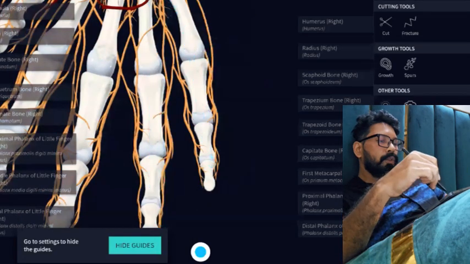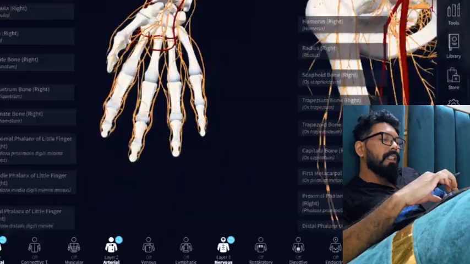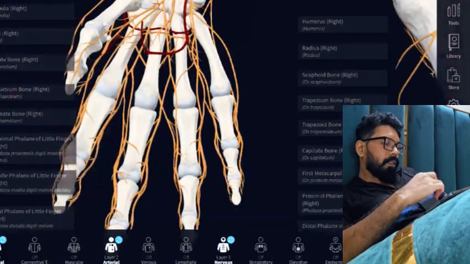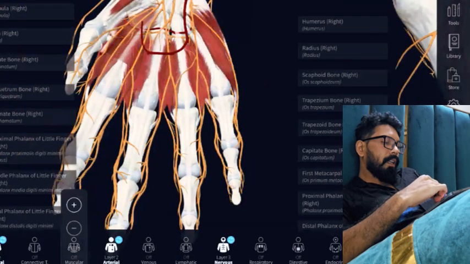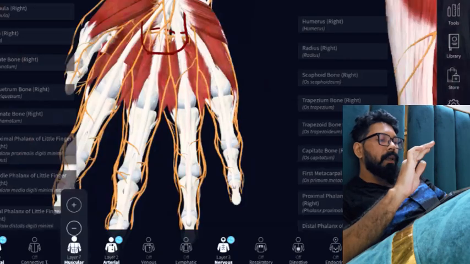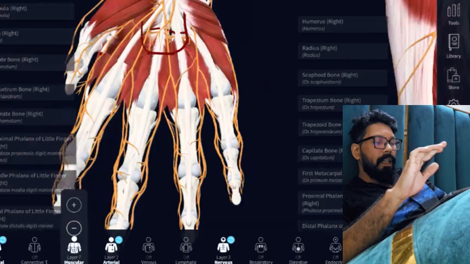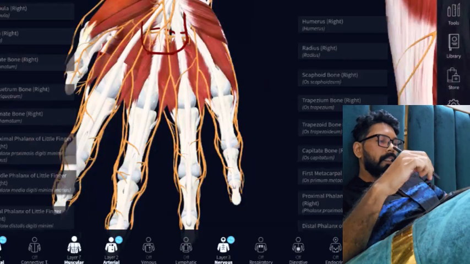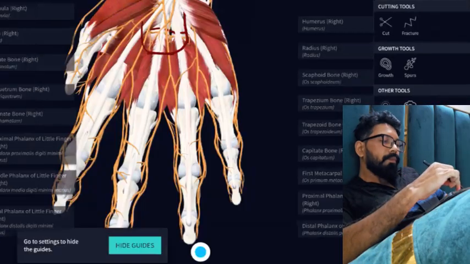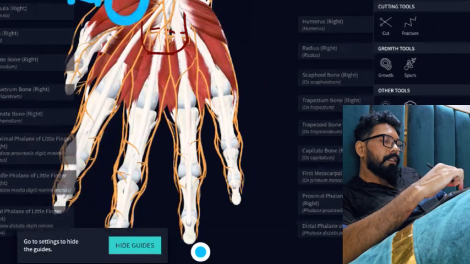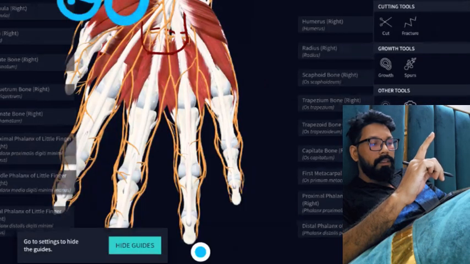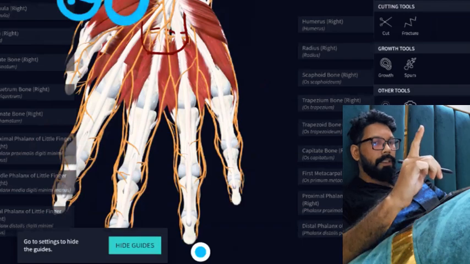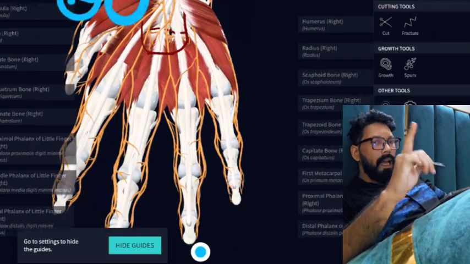Now we are moving on to the muscles. All the intrinsic muscles of the hand are supplied by the ulnar nerve, except your thenar eminence muscles. All the intrinsic muscles of the hand are supplied by the ulnar nerve.